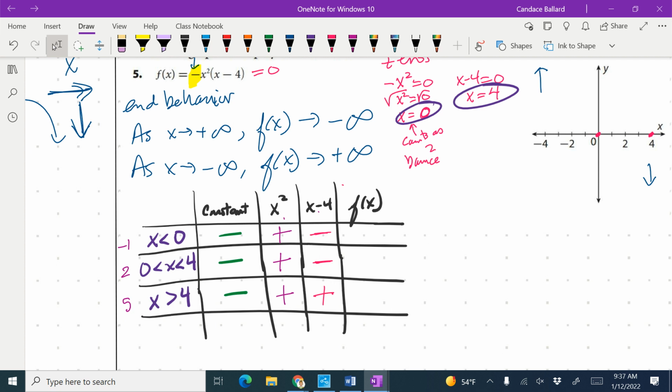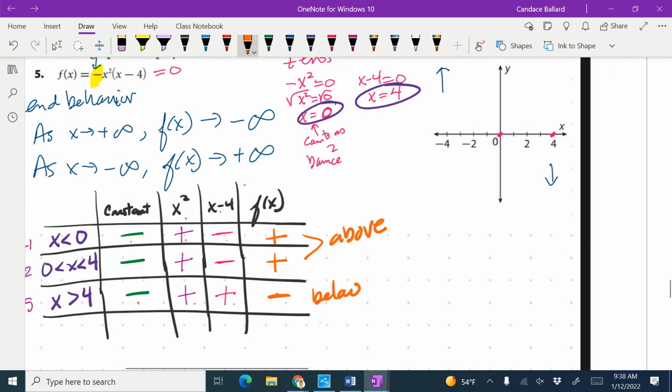All right. So negative times positive is what? Negative times negative is positive. We have the same pattern here, don't we? So I'm just going to go positive. Negative times positive is negative times positive again. Negative. So remember, positive means you are above, negative means we are below.